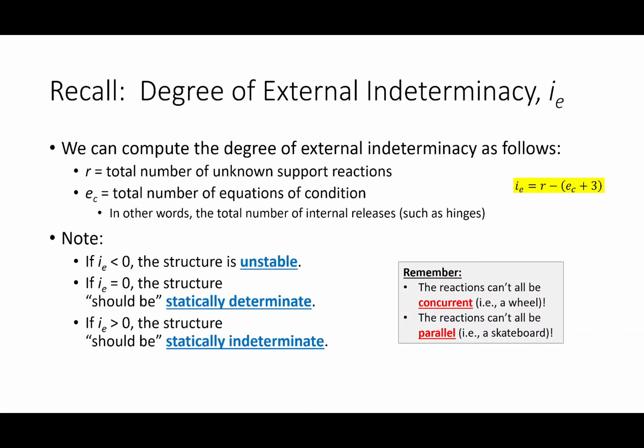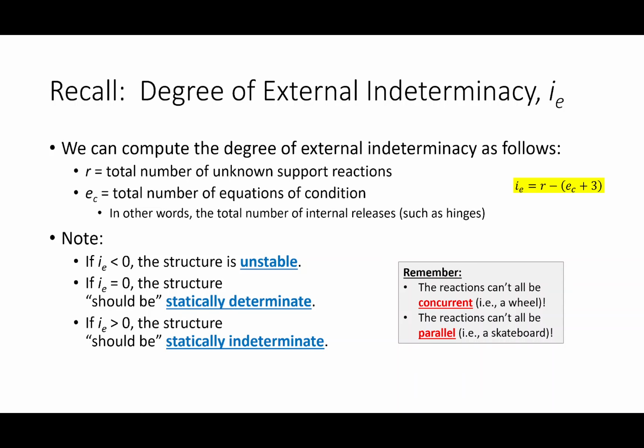And when we say "should be," what we're saying is the reactions can't all be concurrent and they can't all be parallel. If the reactions are all parallel, we kind of have a skateboard. So if we apply a load that's not in the direction of those reactions, the structure will just translate. And if the reactions are all concurrent, the structure will just rotate. If we ever place a load that causes a rotation... Okay, does this make sense? Y'all remember this? We good?